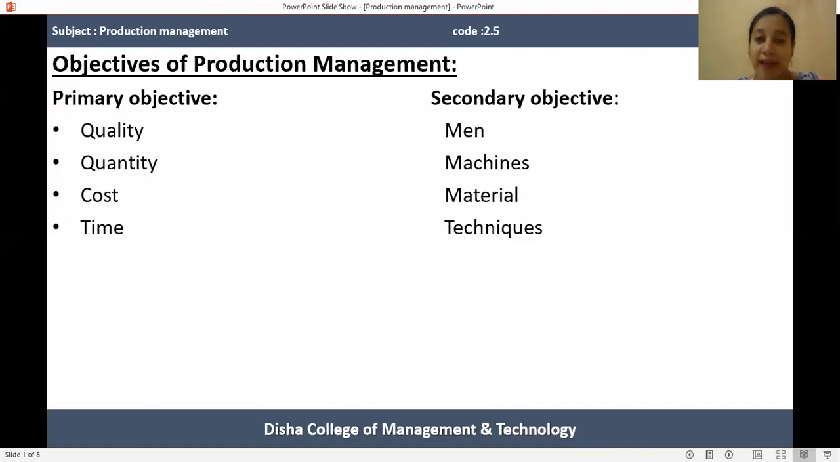The last secondary objective of production management is maintenance of technique, that is, management of techniques.